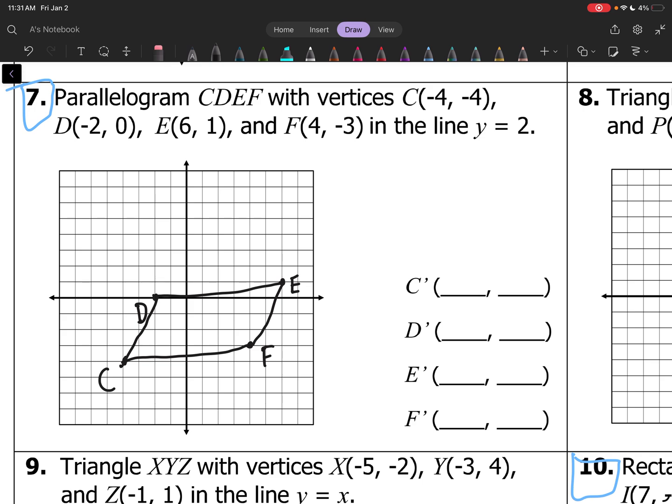I'm reflecting over y is equal to 2. From E, I'm going 1 up. Here is my image E. F is going 5 up. D is going up 2. And C is going up 6. C, D, E, F, back to C. And we are finished with this one.